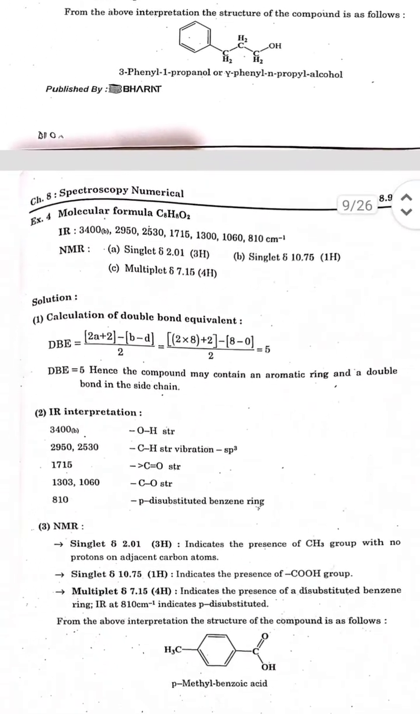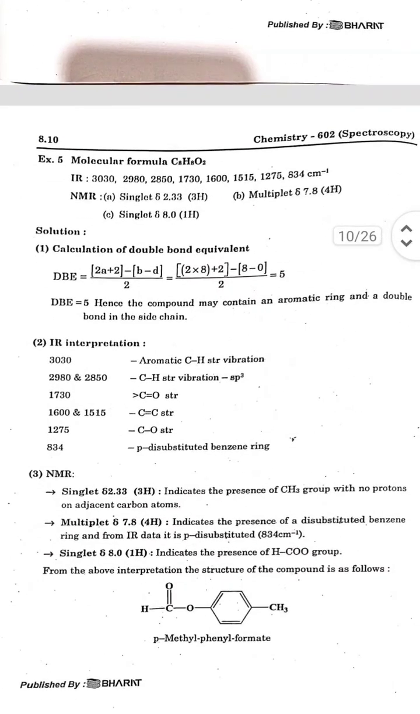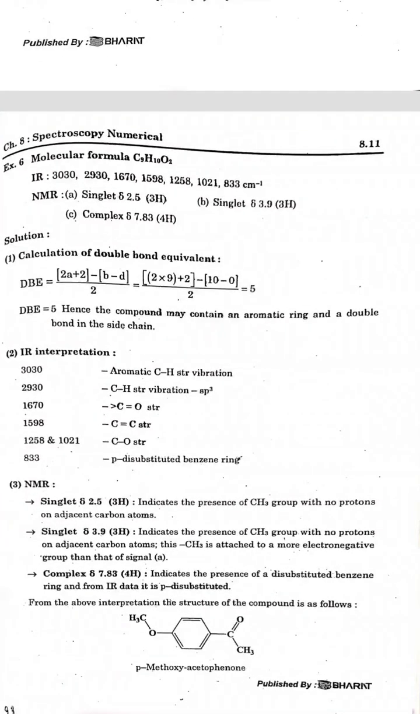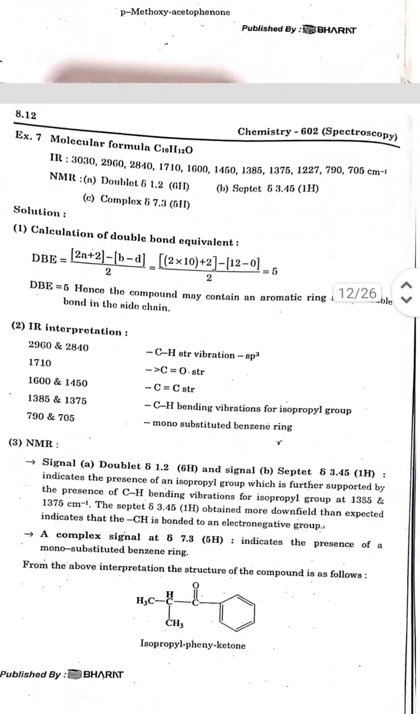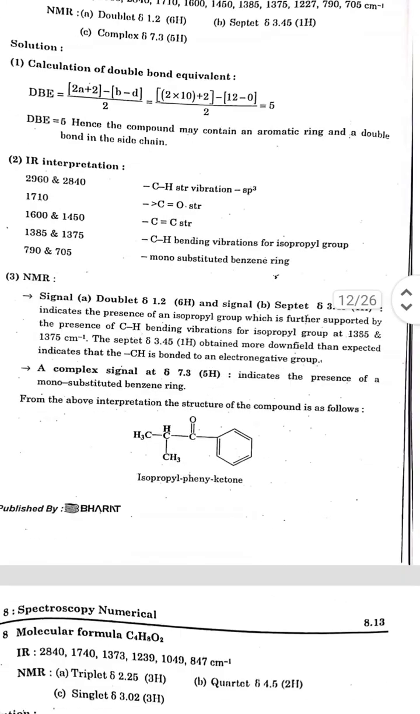Okay, fourth example, molecular formula C8H8O2, para-methyl benzoic acid. You can remember, fifth example, molecular formula C8H8O2, para-methyl phenyl formate. All the examples are very useful in your exam. Please try this and read it carefully and practice it. C9H10O2, this is para-methoxy acetophenone. And then next, C10H12O, isopropyl phenyl ketone.